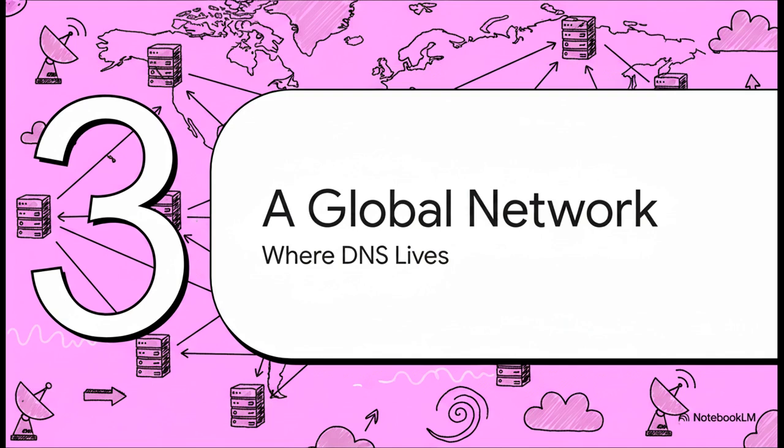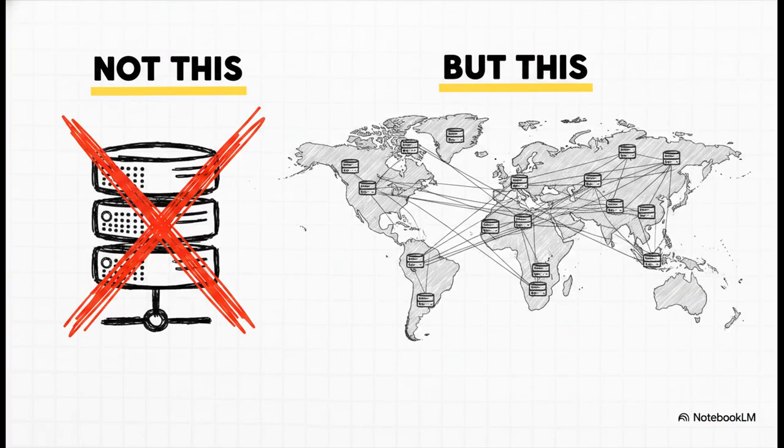Now, for a system this important, you might be wondering where it is. Like, is it in one giant building somewhere? Not even close. The reality is actually much more robust and way more fascinating. This is so crucial to understand. DNS isn't one giant, vulnerable phone book sitting on a single server. No way. It's a decentralized global network. Copies of this directory are spread across thousands of servers all over the world, which creates this incredibly resilient system that's always on and always fast, no matter where you are.